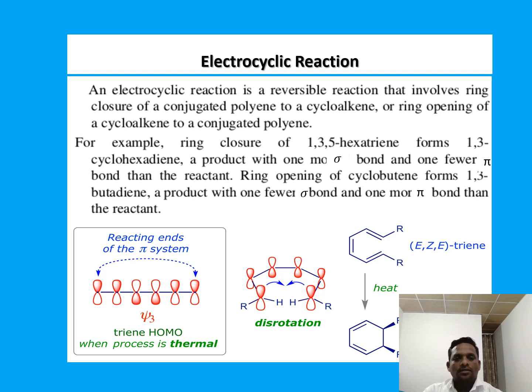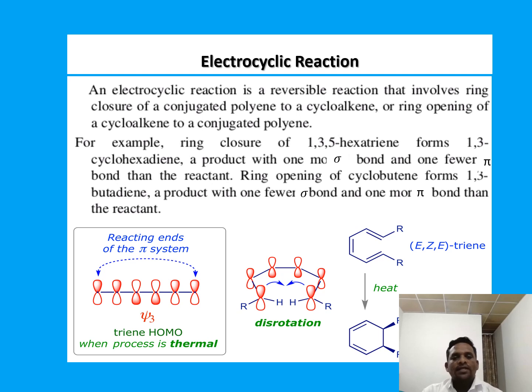The electrocyclic reaction. The electrocyclic reaction is a reversible reaction that involves ring closure of a conjugated polyene to a cycloalkene, or ring opening of a cycloalkene to a conjugated polyene. For example, ring closure of 1,3,5-hexatriene forms 1,3-cyclohexadiene, a product with one more sigma bond and one fewer pi bond than the reactant. Ring opening of cyclobutene forms 1,3-butadiene, a product with one fewer sigma bond and one more pi bond than the reactant.